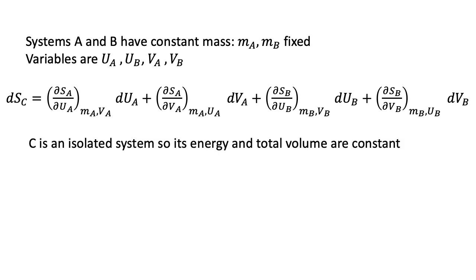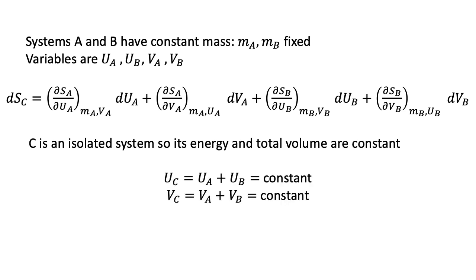C is an isolated system, so its energy and volume are constant. So UC is equal to UA plus UB, which is a constant. VC is equal to VA plus VB, which is equal to a constant. So differentiating, as we just did, we can show that dUA is equal to minus dUB, dVA is equal to minus dVB. So any change in energy or volume of system A must show up as an equal and opposite change in system B.